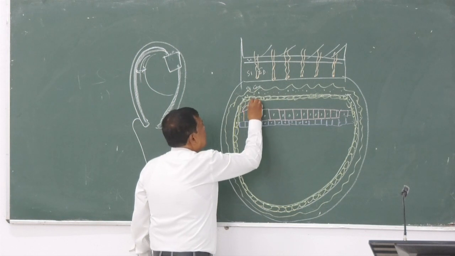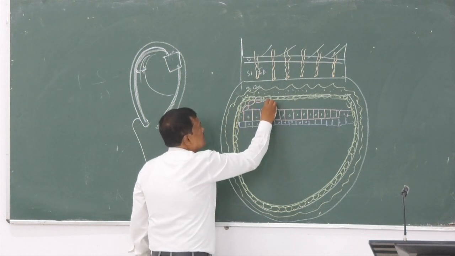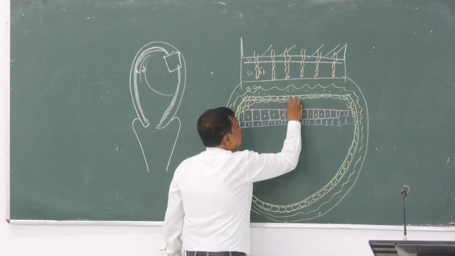Here occurs proliferation of another cell from the inside, lining a cavity.